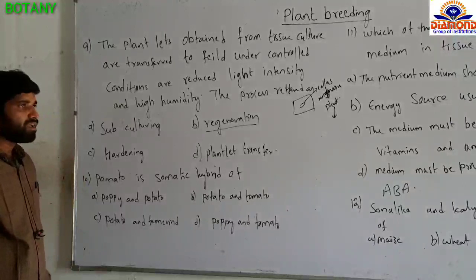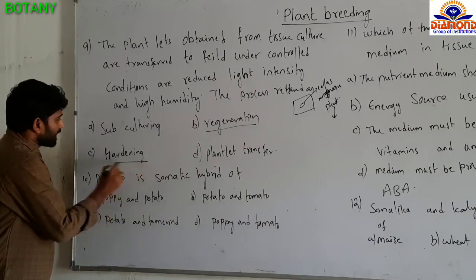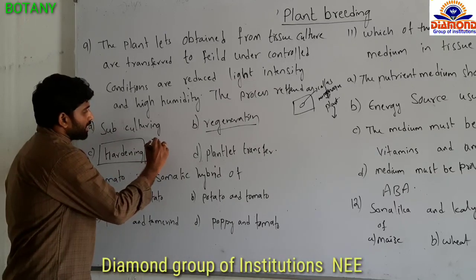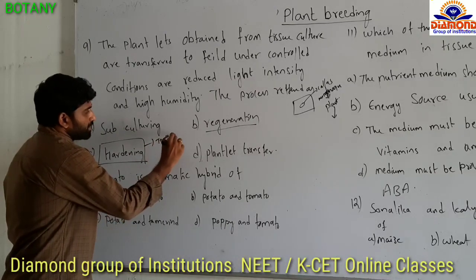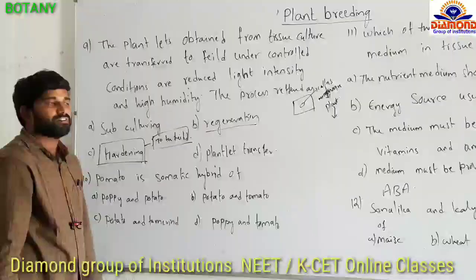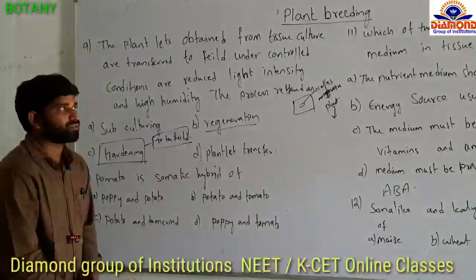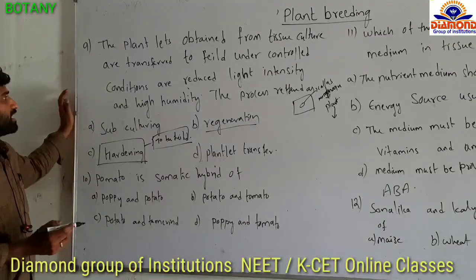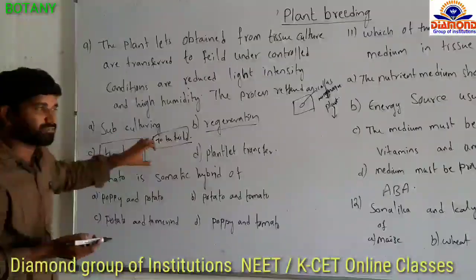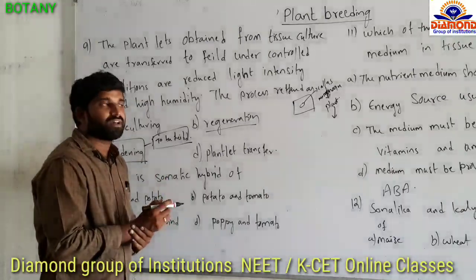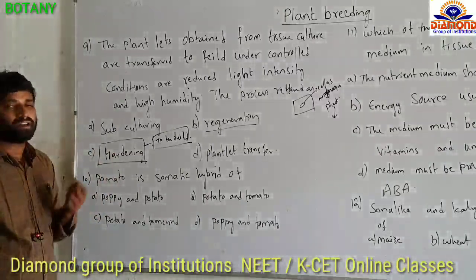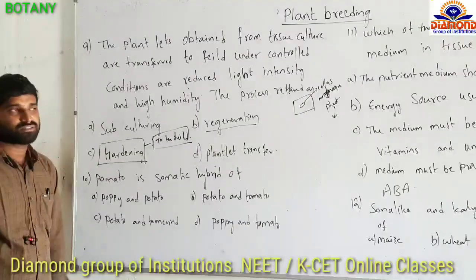And option C, hardening. See now, at the time of transferring the plants from the lab conditions into the greenhouses, or directly to the field, some changes to the plant will be needed. These changes we call reducing the light intensity and increasing the humidity. At that time the plants have to survive themselves. They are not adapted to the artificial environmental conditions. They have to change from the artificial environmental conditions into the natural conditions.